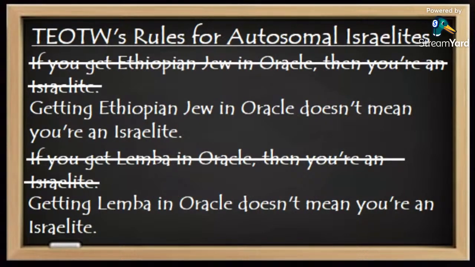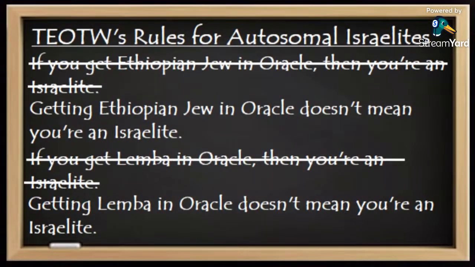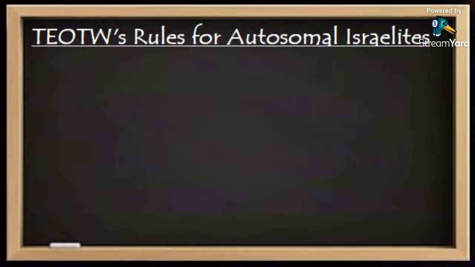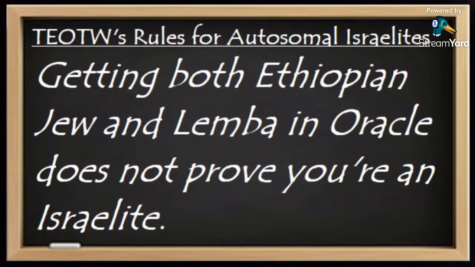Oh, and by the way, after seeing Teotw Ministries' post, I reached out to the relevant gentleman, and he confirmed to me that he's also gotten hits for Ethiopian Jew in Oracle. And yet, Teotw Ministries has declared him to likely be an Edomite. So with that in mind, let's erase the board and put this rule on there. Getting both Ethiopian Jew and Lemba in Oracle does not prove you're an Israelite.